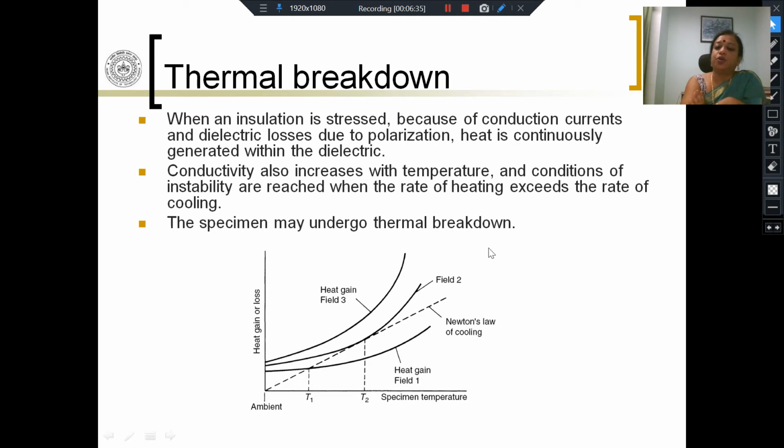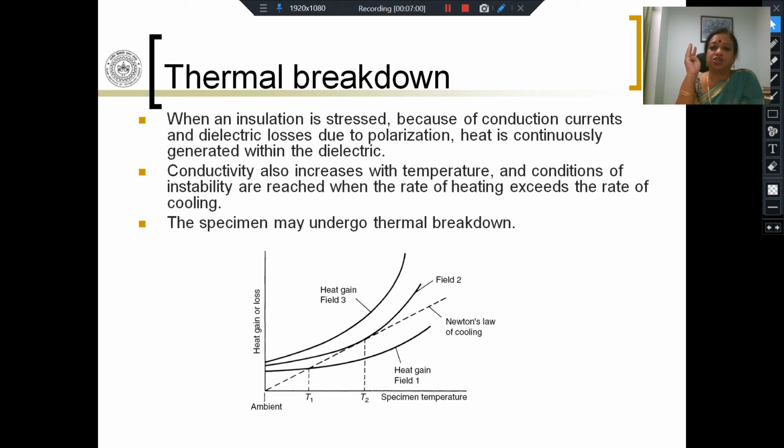Now, let's say you have applied an electric stress on an insulation. A dielectric material is supposed to have zero conductivity, but we know that no material has zero conductivity, and there is a finite DC conductivity. Remember our first slides. Every material has a finite DC conductivity. So a current begins to flow.